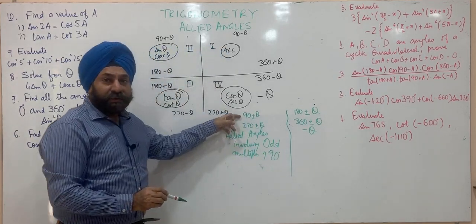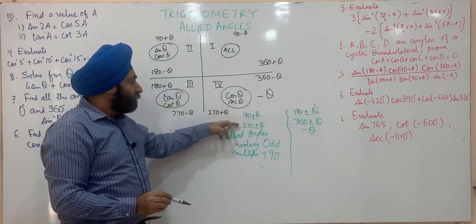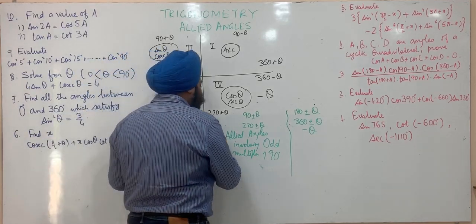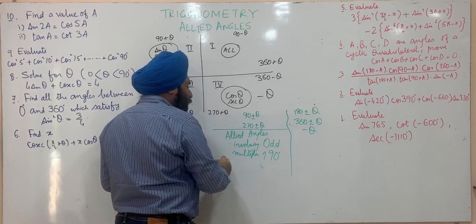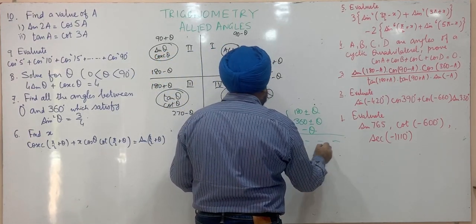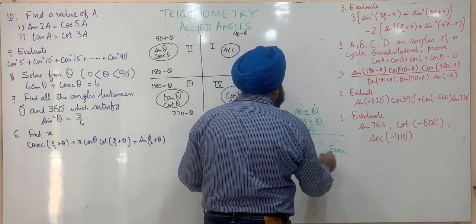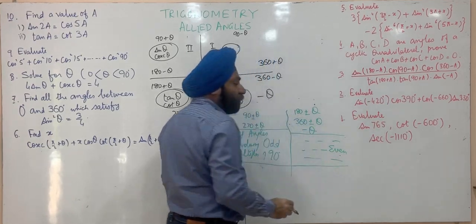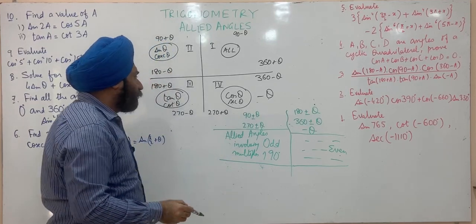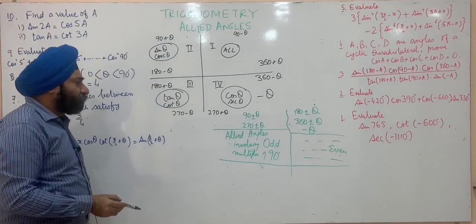90 degrees into 1 is an odd number. This is 90 into 3, which is odd. So these are allied angles involving odd multiples of 90 degrees. And these are allied angles involving even multiples of 90 degrees. So two different categories. Minus theta is included in the category of even multiples.